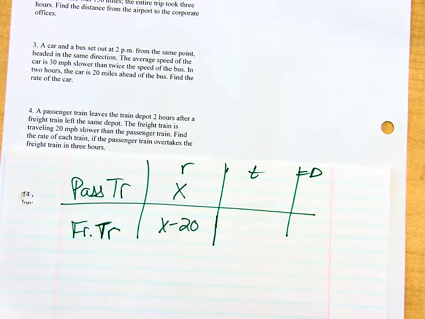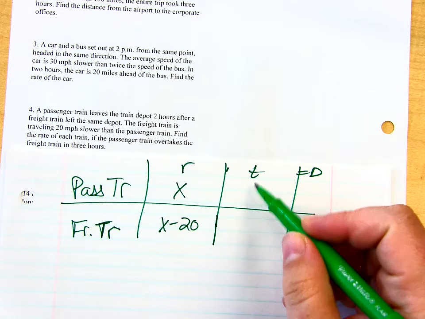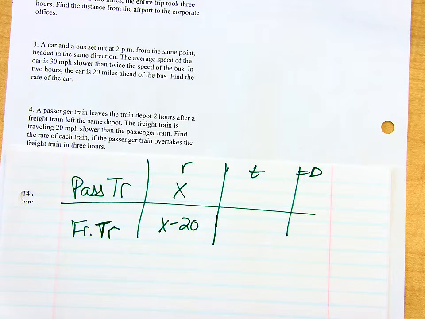Now, here's where this problem gets a little tricky. Okay, you can't have a variable in both the rate and the time columns. Then how would you solve for anything? You can't. So I need numbers in here for the time. Let's see if we can figure out the time.